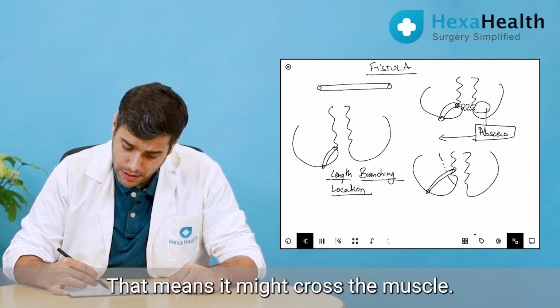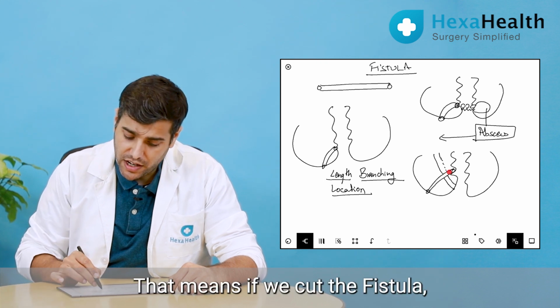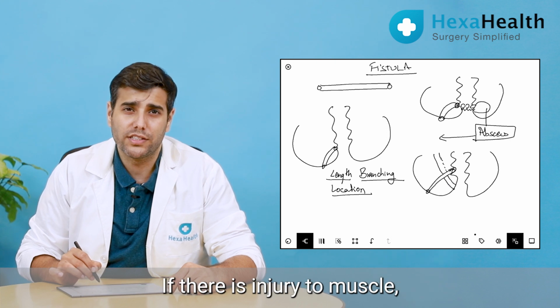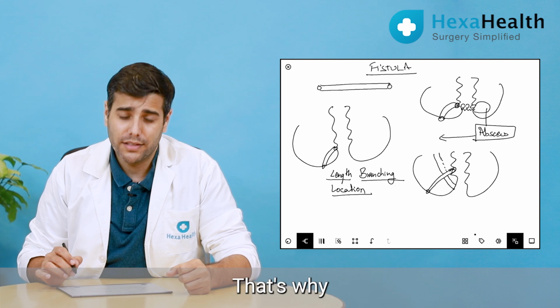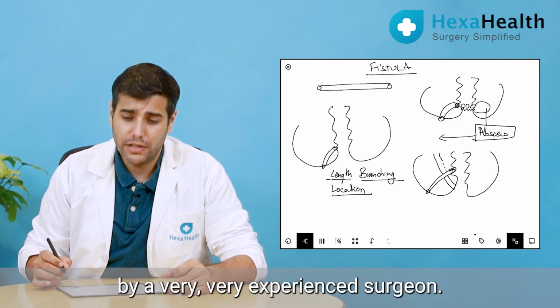A fistula might travel high up across the muscle fibers. That means it might cross the muscle. That means if we cut the fistula, there is a chance for injury to muscle. If there is injury to muscle, we might lose control of our motion. That's why this type of fistula needs to be treated by a very experienced surgeon.